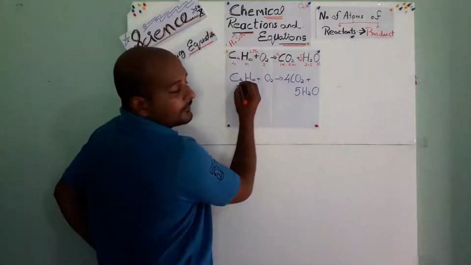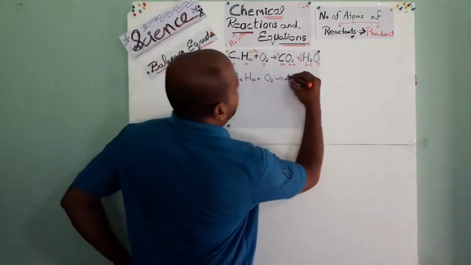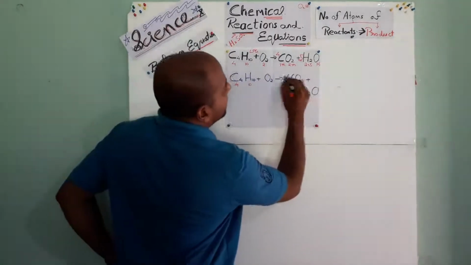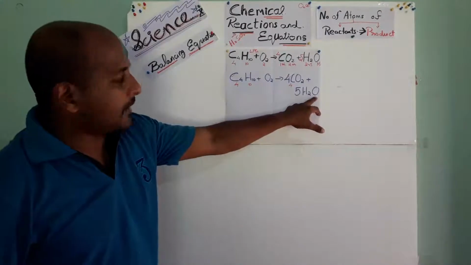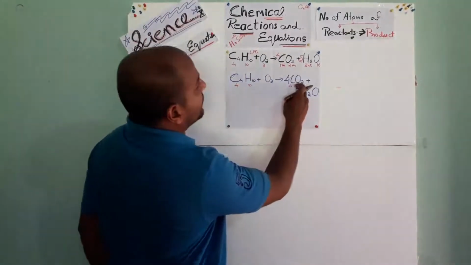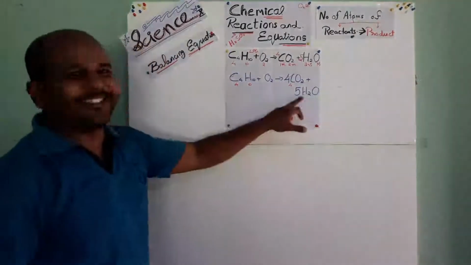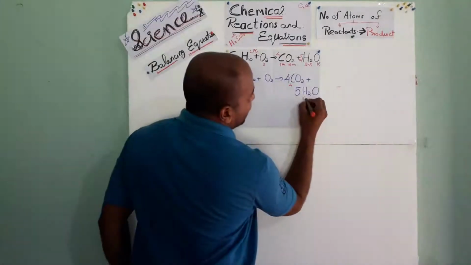4 carbon, 4 carbon here also. Carbon is balanced, we will put a tick. Hydrogen here is 10. Here how many hydrogens are there? Here 5, and it is H2O, isn't it? Here 4 plus 2, 4 into 2, 8 hydrogens. No, sorry, hydrogen here is 5 into 2, which gives 10. A bit confusing, isn't it?